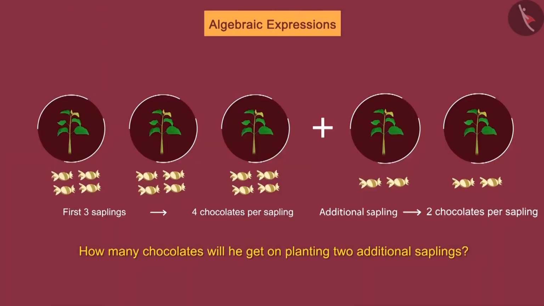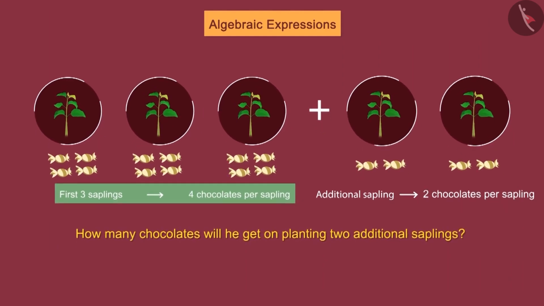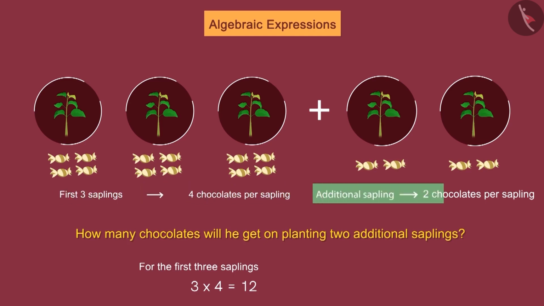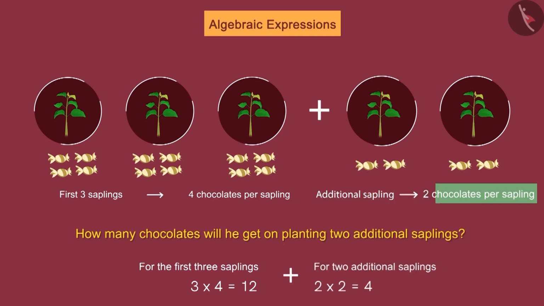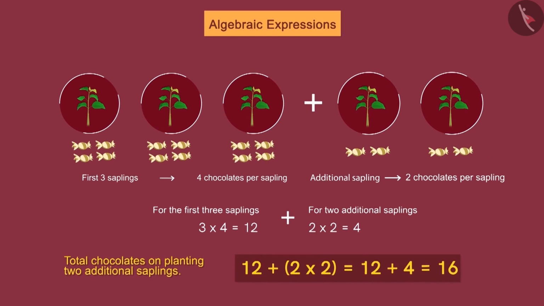We know that on planting the first 3 saplings, he will get 4 chocolates per sapling. Hence, he will get 12 chocolates for planting 3 saplings. Now he will get 2 chocolates for planting each additional sapling, which means he will get 4 more chocolates for these 2 additional saplings. So Raghu will get a total of 16 chocolates on planting 5 saplings.